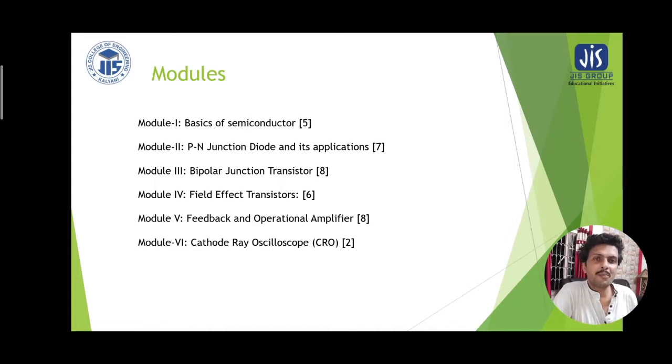In this subject there are 5 modules. Module 1 is the basics of semiconductor, Module 2 is the PN junction diode and its applications, Module 3 deals with the bipolar junction transistor, and Module 4 deals with the field effect transistor. Module 5 is the feedback and operational amplifier. Module 6 is the cathode ray oscilloscope. Now here the chronological arrangement of the subject module will be beneficial for the student to grow the knowledge from basic foundation elements to complex circuitry using the basic electronics subject.